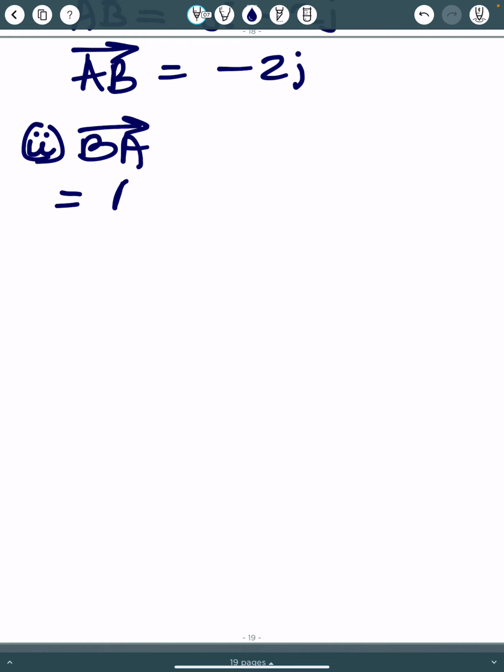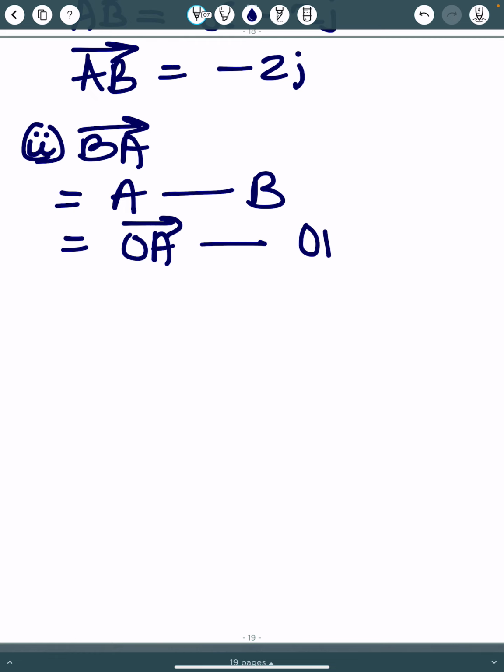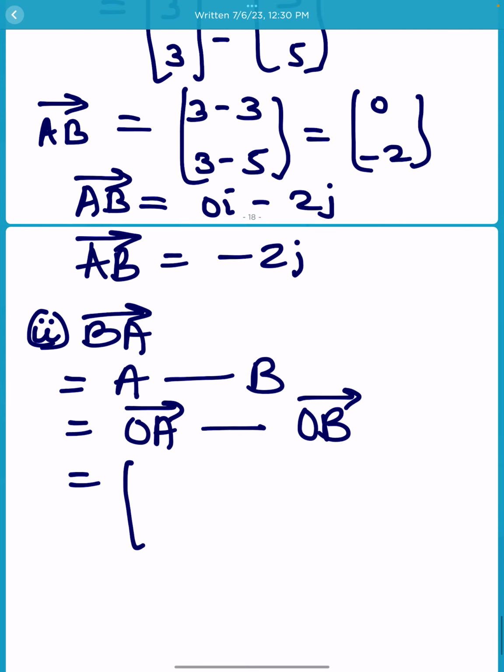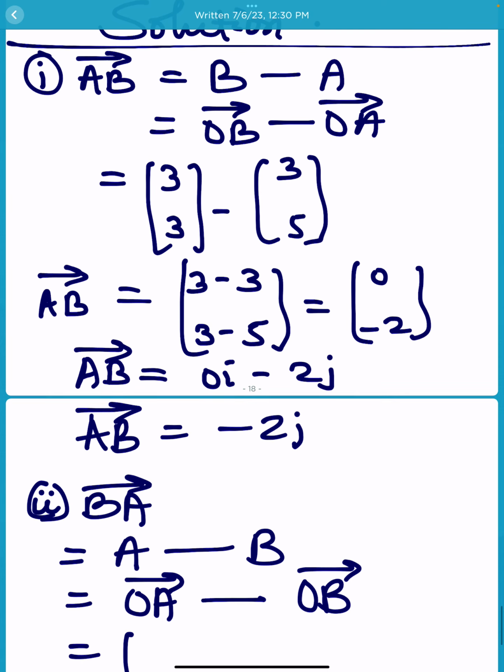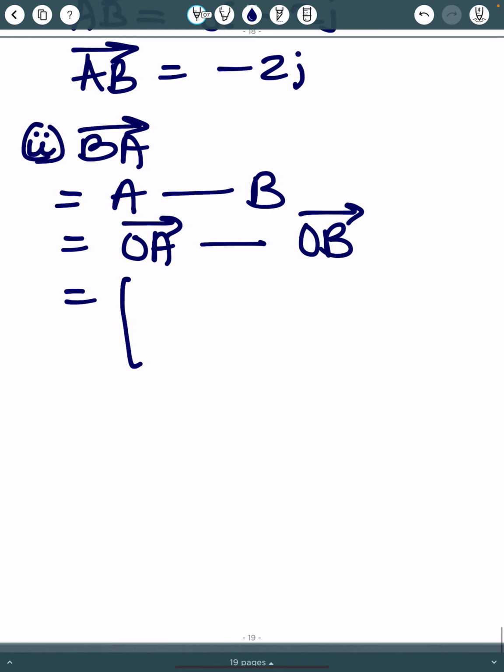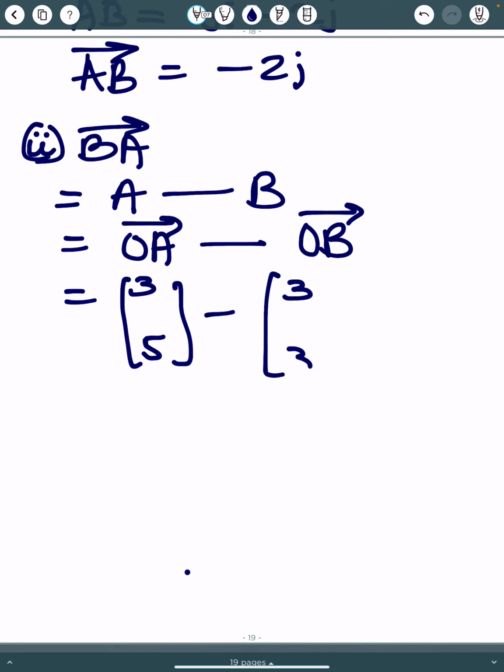BA is the same thing as A minus B. So that's the position vector OA minus the position vector OB. Let me write in column form. If I write in column form, what's the position vector OA? That's 3, 5, and OB is 3, 3. So 3, 5, minus 3, 3.